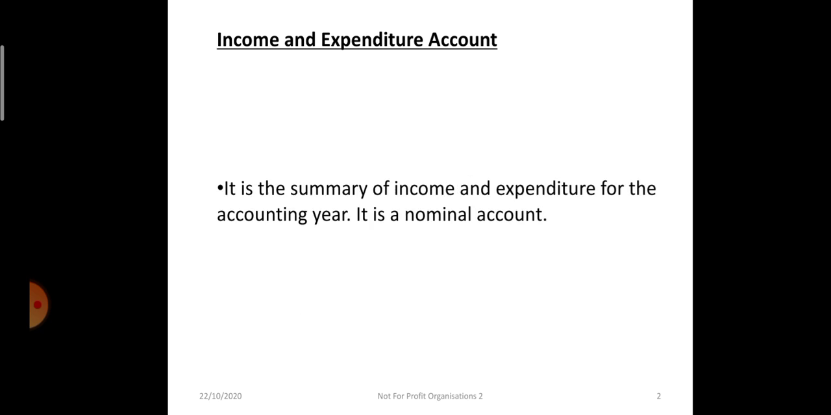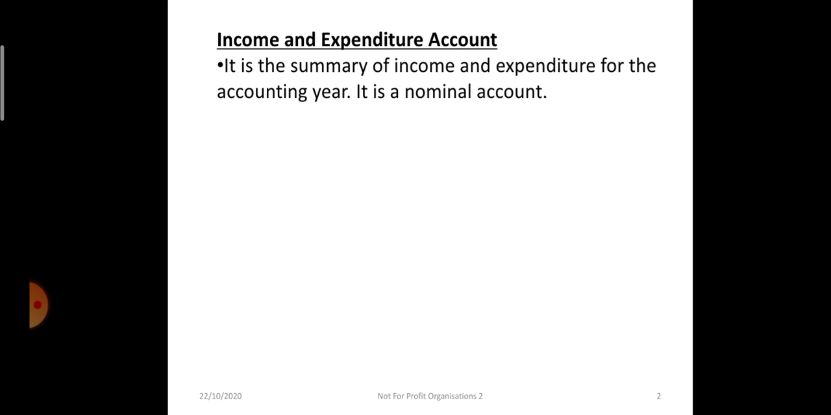Now, income and expenditure account is almost similar to profit and loss account which we prepare for profitable organizations. Here we will be preparing income and expenditure account. We will be using all the nominal accounts, expenses and incomes. So we can say the income and expenditure account is the summary of incomes and expenditure for the accounting year, and it is nominal in nature. All the expenses will be debited and all the incomes will be credited.